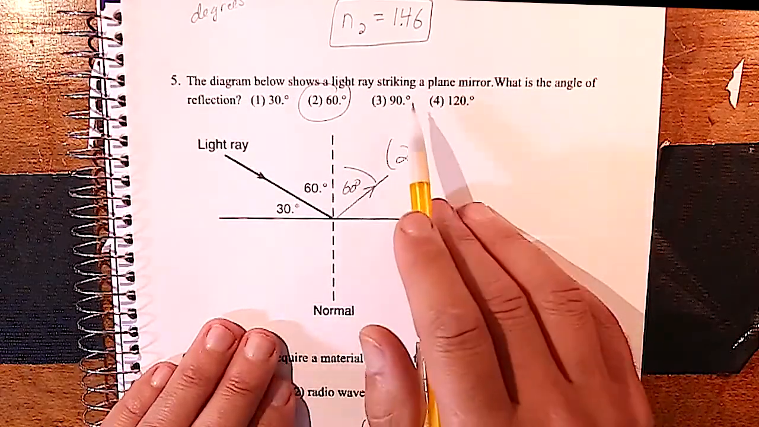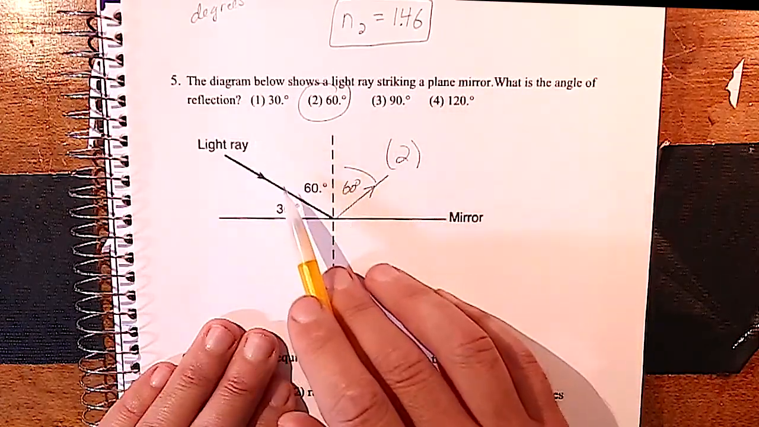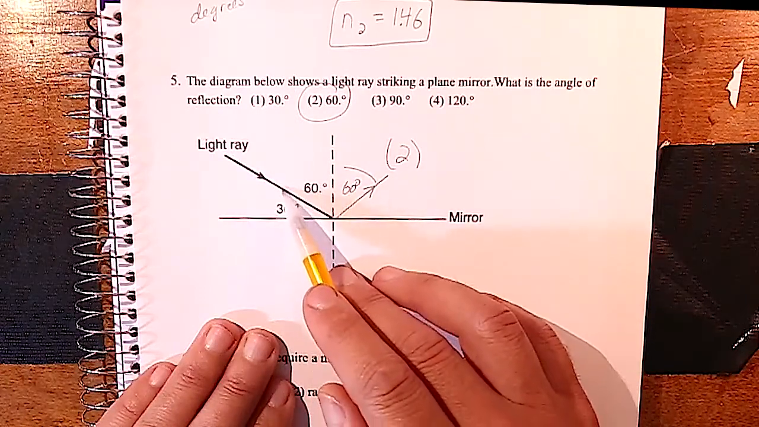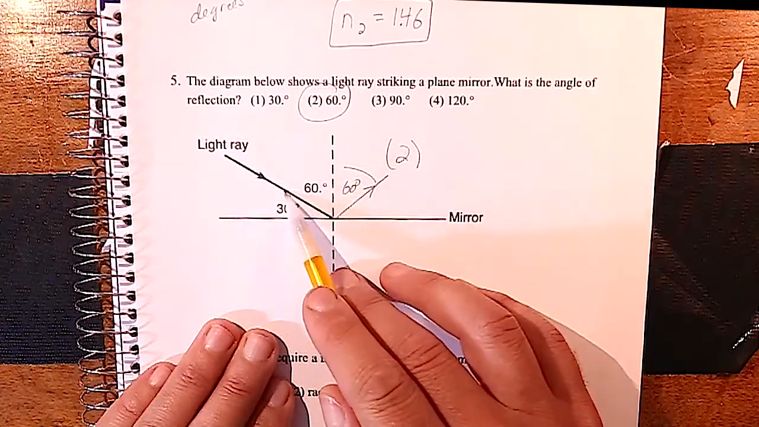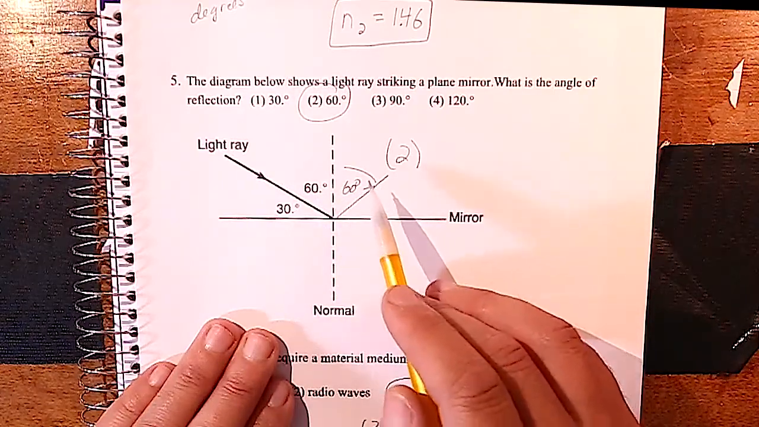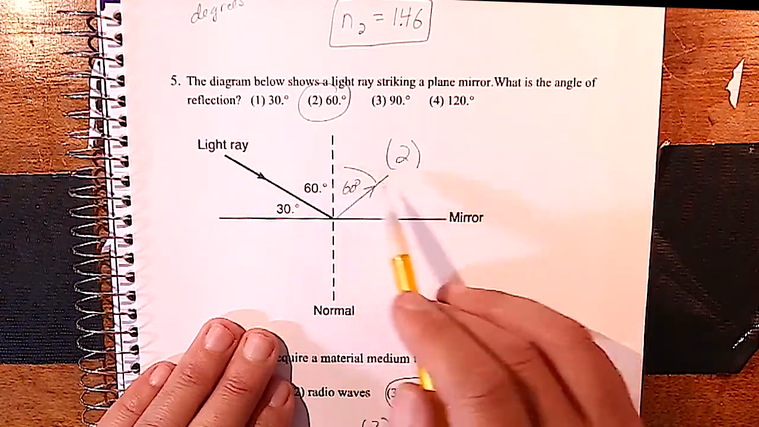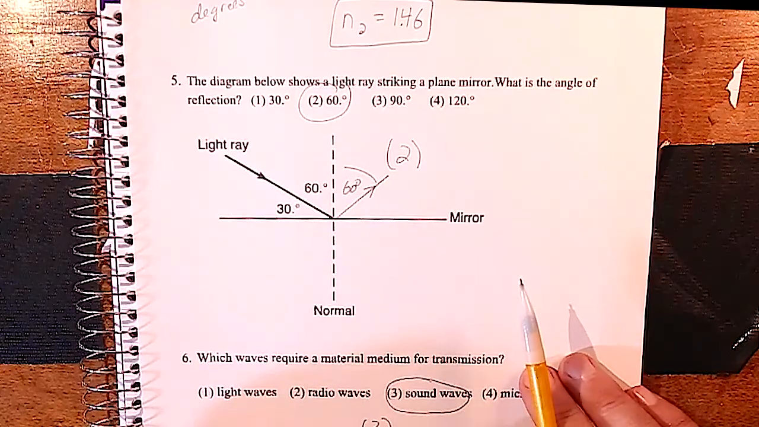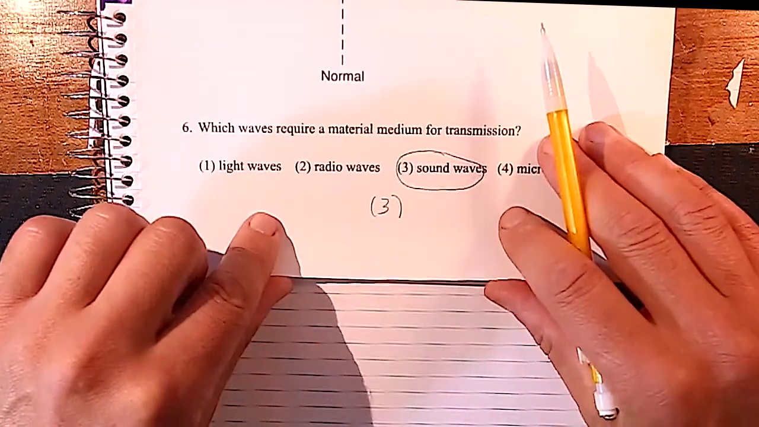In this question, they are looking for the angle of reflection. Well, the angle of incidence is from the normal to the ray, that's 60, and the angle of reflection has to be the same. So we know that this is 60 degrees on the way out.